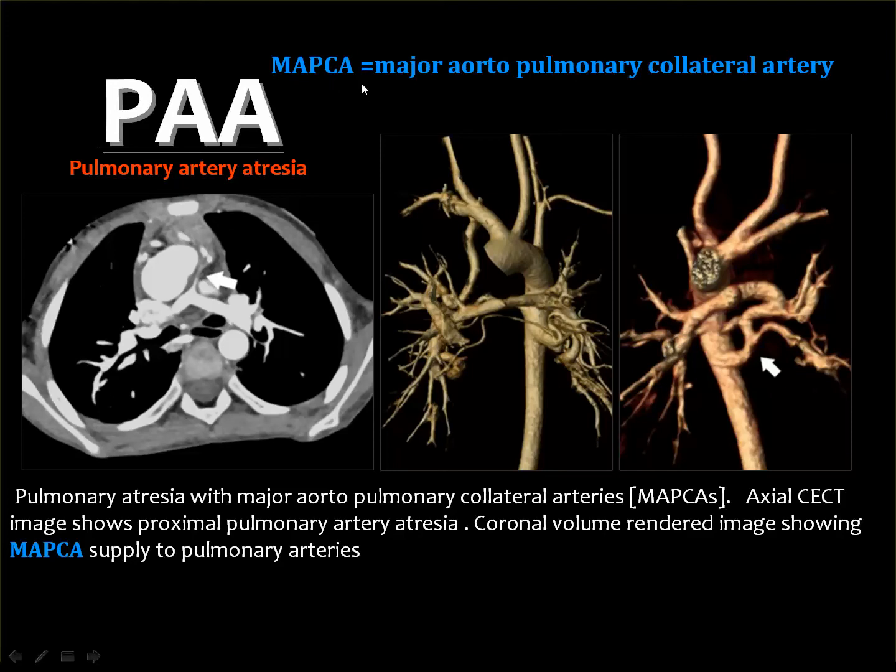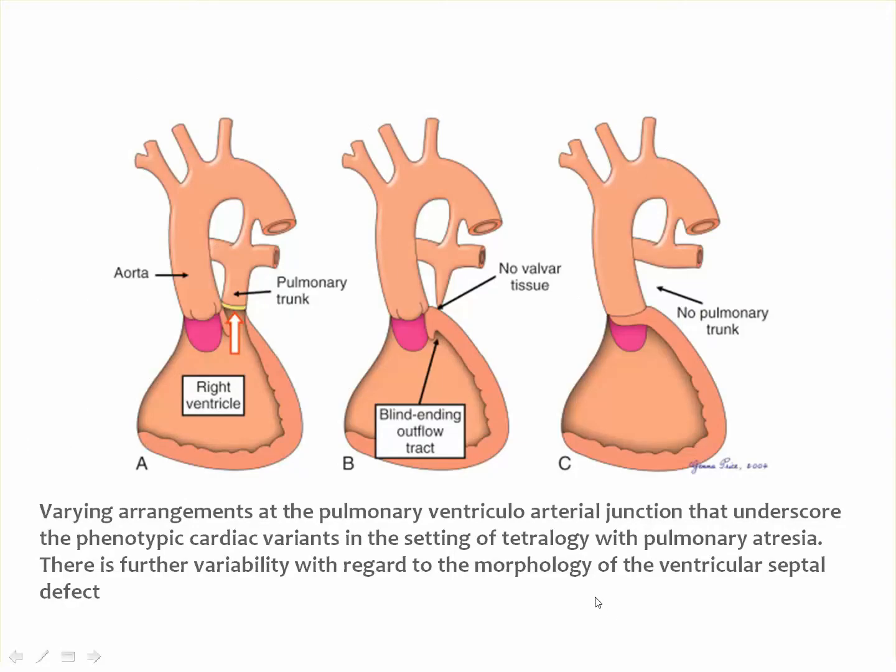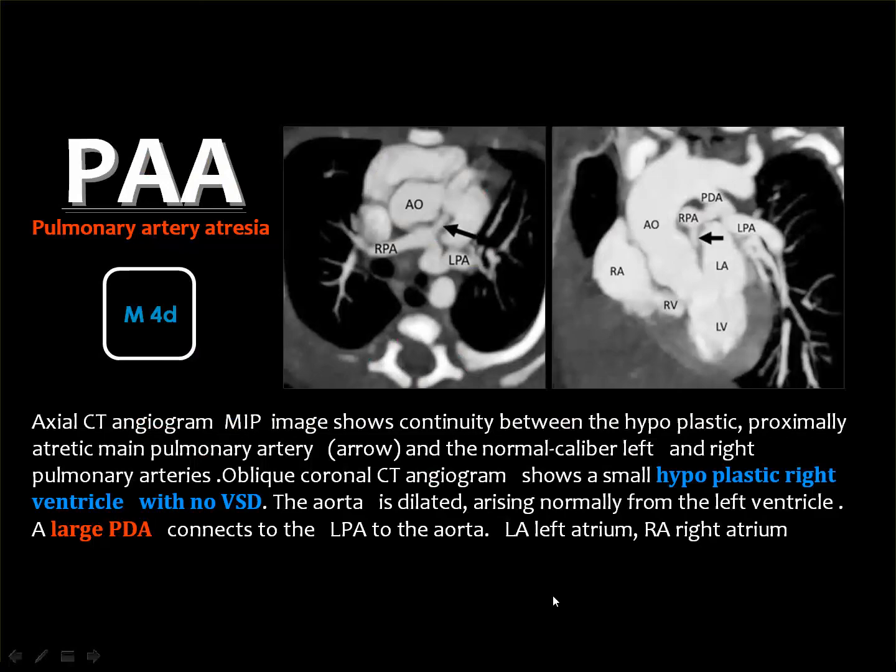And these MAPCAs are frequently written in the report, standing for the collateral circulation developed from the aorta to supply the pulmonary circulation in cases of atresia of the major pulmonary arteries. Actually, this atresia has variable presentations, and this will be discussed in detail in the lecture on congenital cardiac diseases. But here we are providing only examples of pulmonary artery atresia.